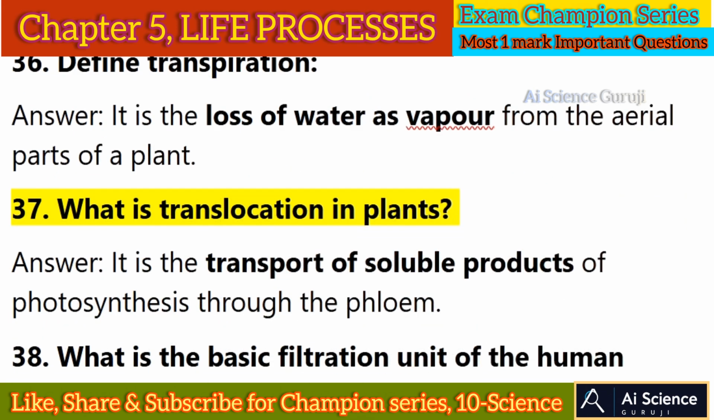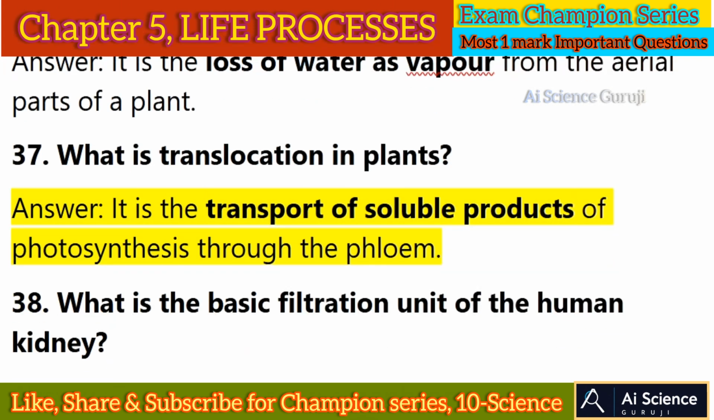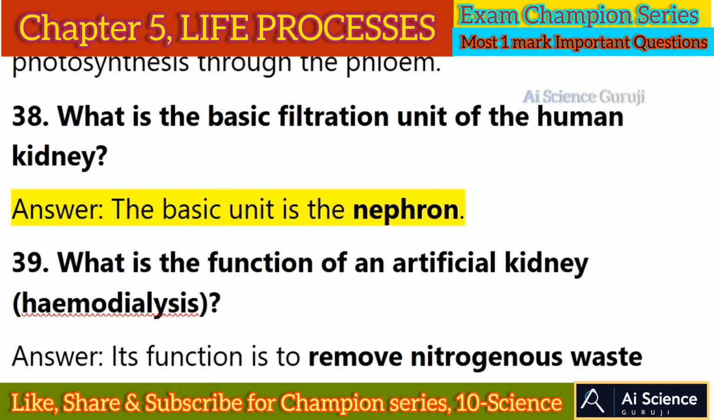37. What is translocation in plants? Answer. It is the transport of soluble products of photosynthesis through the phloem. 38. What is the basic filtration unit of the human kidney? Answer. The basic unit is the nephron.